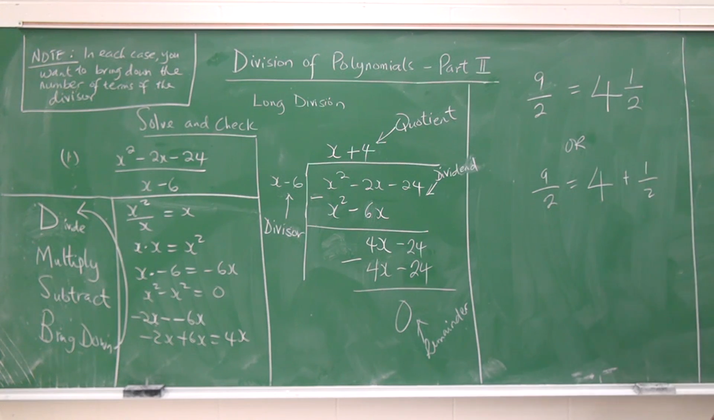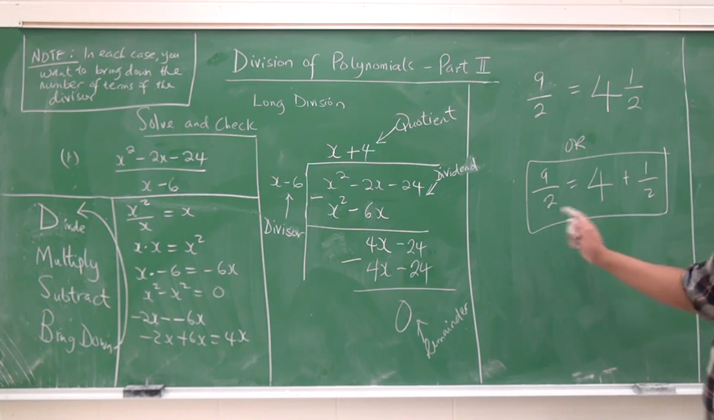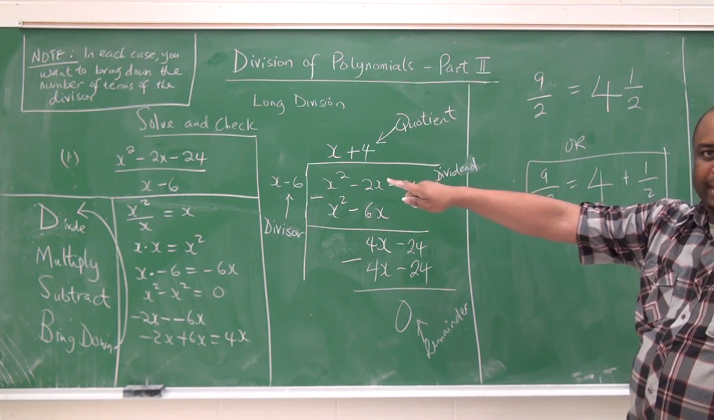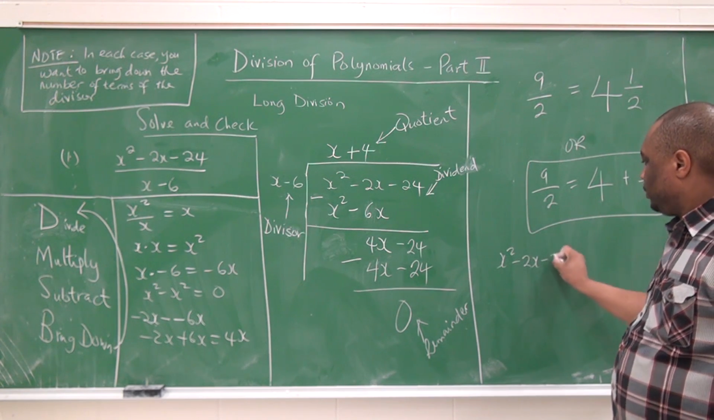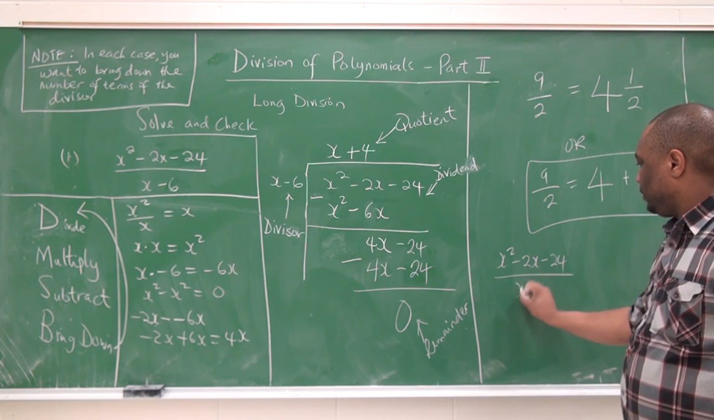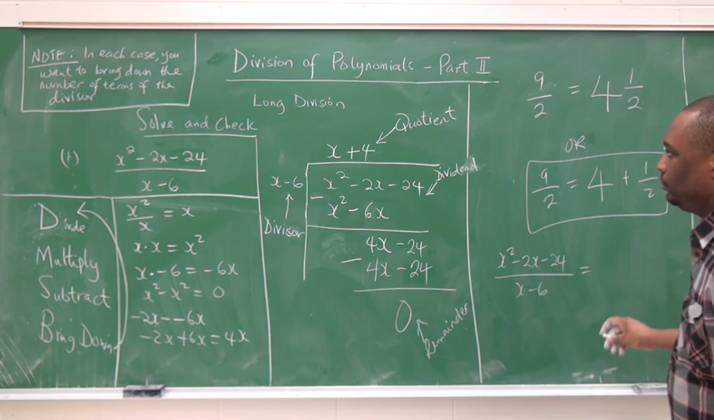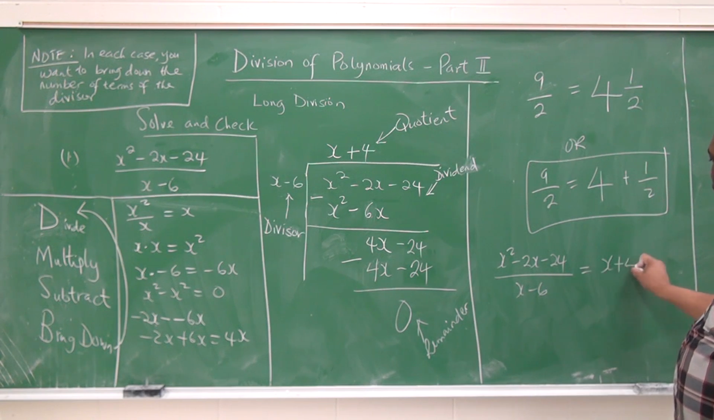Because 1 is the remainder. When you divide 9 by 2, then the quotient is 4 and the remainder is 1. So you can either write it this way or this way. But most textbooks prefer you write it this way: the quotient plus remainder over divisor. So when you bring this idea here, x squared minus 2x minus 24 over x minus 6, this will give you x plus 4.